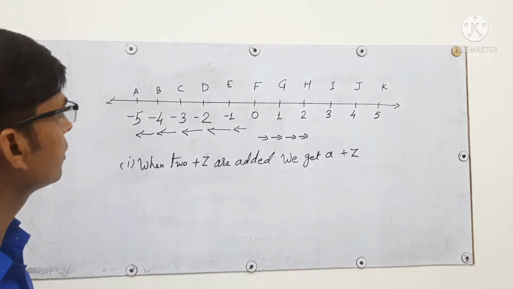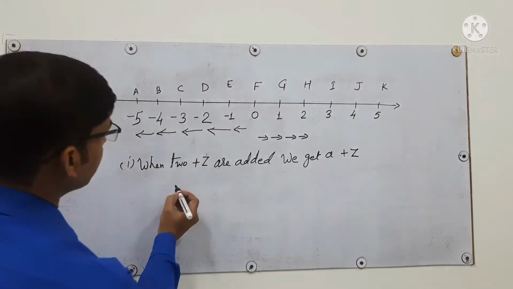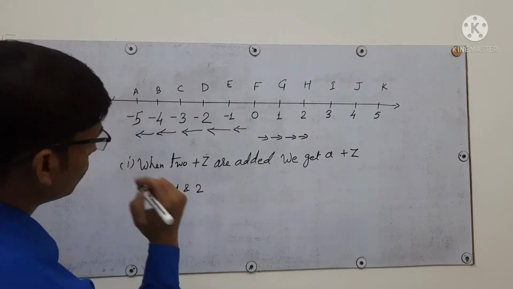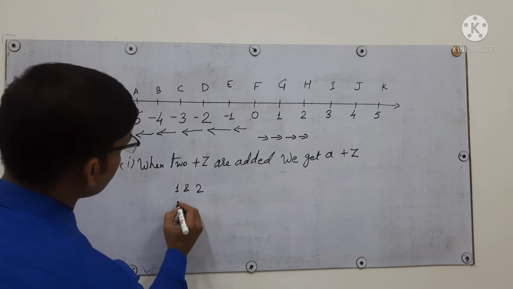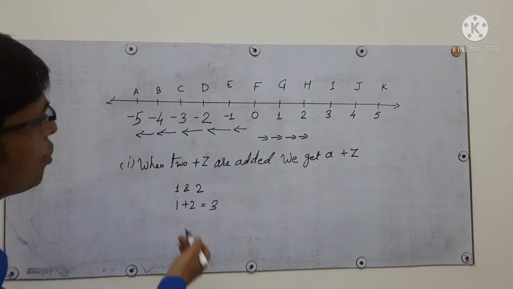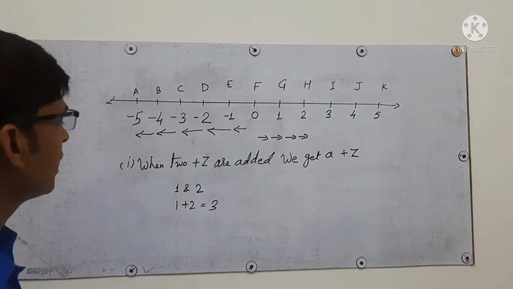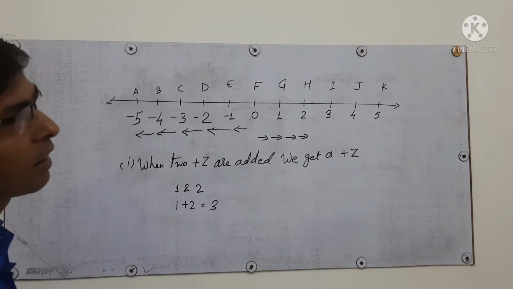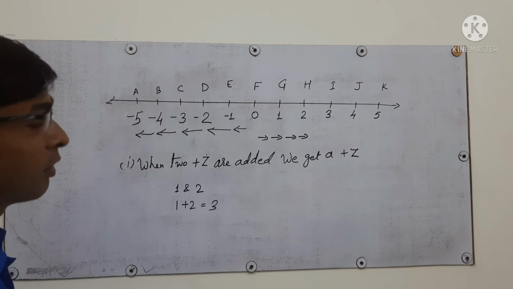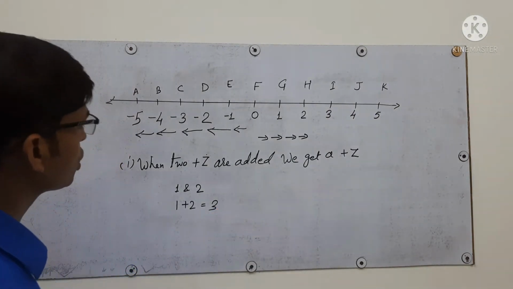Now we will learn by example. Suppose two positive integers are 1 and 2. Now we will add them. What happens? 1 plus 2 will be 3. So it is true, I think. You also learned that when two positive numbers are added, we always get a positive number, whether they are natural numbers or whole numbers. Similarly for integers also, when two positive integers are added, we get a positive integer.